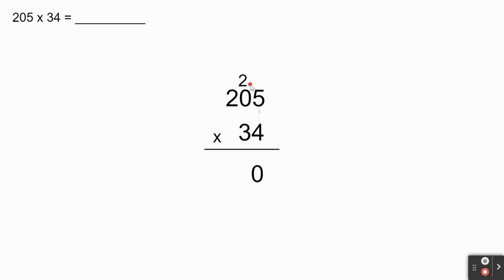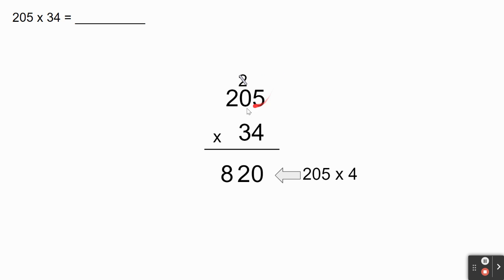Now we're going to multiply 4 times 0, since the 0 is in the tens place. 4 times 0 is 0, plus the 2 we regrouped is 2. Now we're going to multiply 4 by 2, since the 2 is in the hundreds place. 4 times 2 is 8. So 205 times 4 is 820.